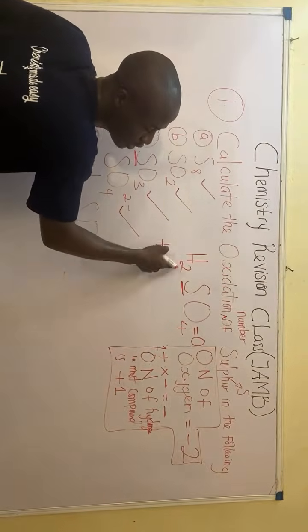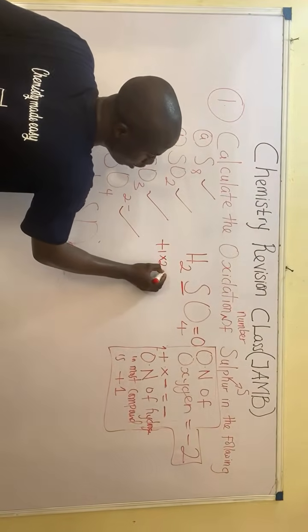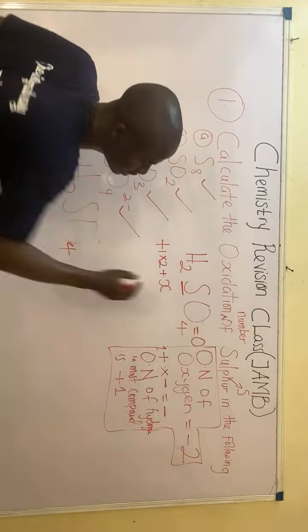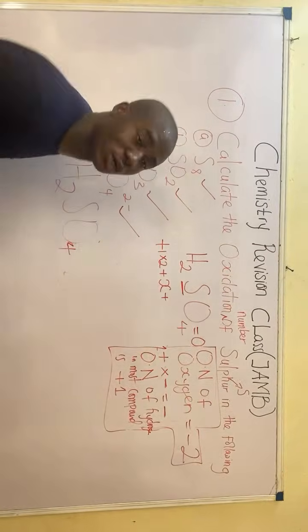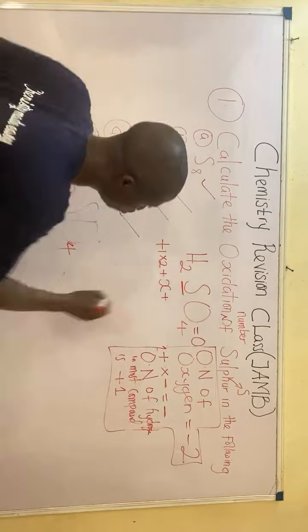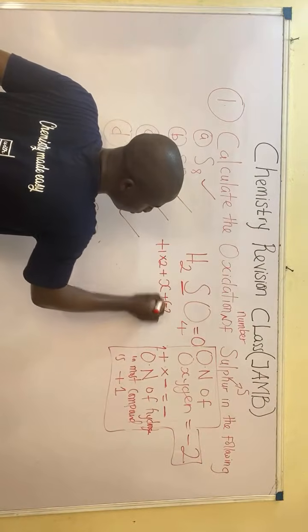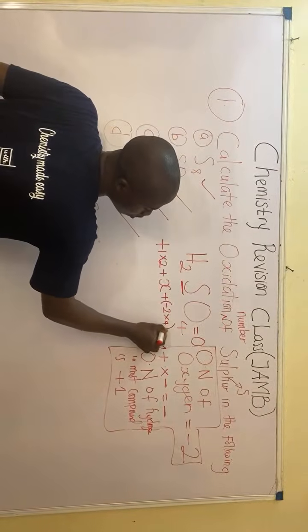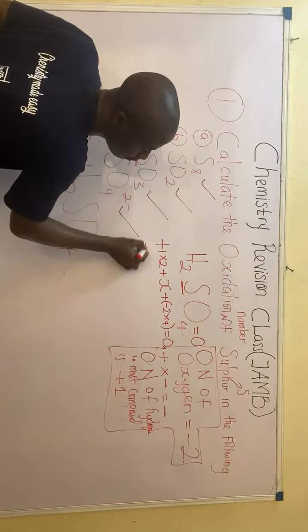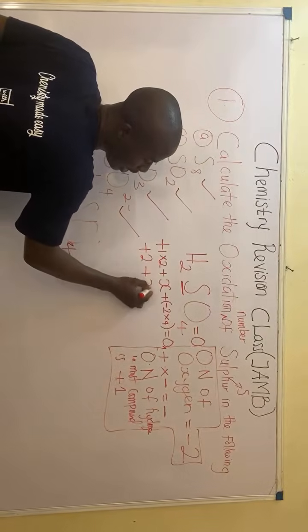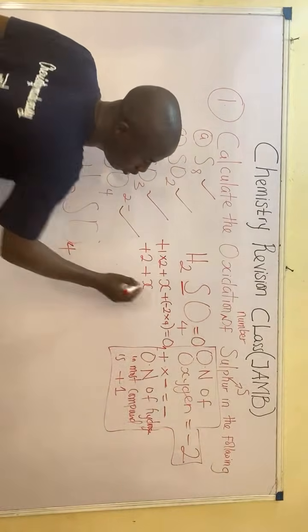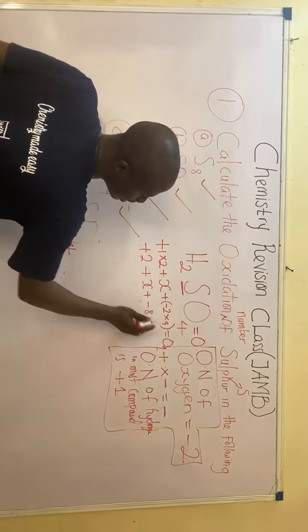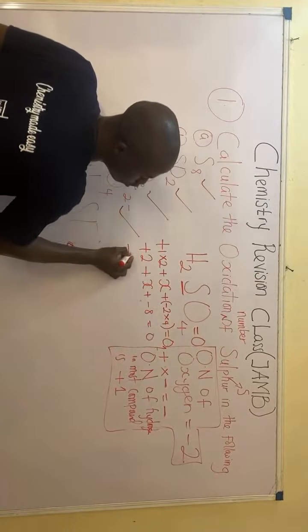Then, what is the oxidation state of hydrogen? +1. And how many hydrogen we have in here? 2. So it's going to be +1 times 2, plus sulfur, what we are looking for, X. Do you get? Plus oxygen. What's the oxidation state I said oxygen is? -2. Put it in the bracket. And how many oxygen do we have? 4. So -2 times 4, close bracket, is equal to 0. So then we're having +2, right? Plus X. Hope you are following. It's simple. Plus into -8. Do you get? Okay. -8 equals 0.